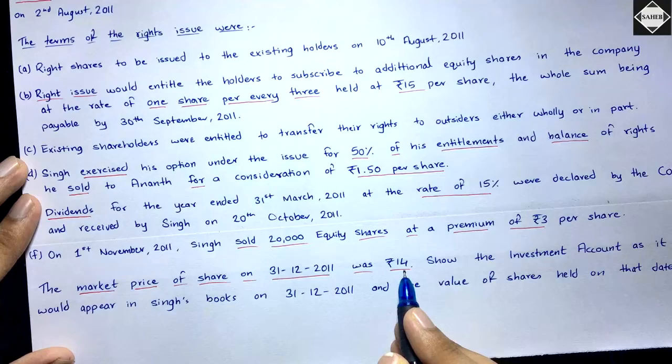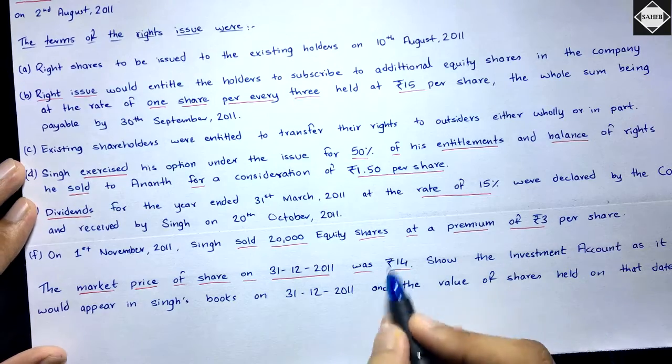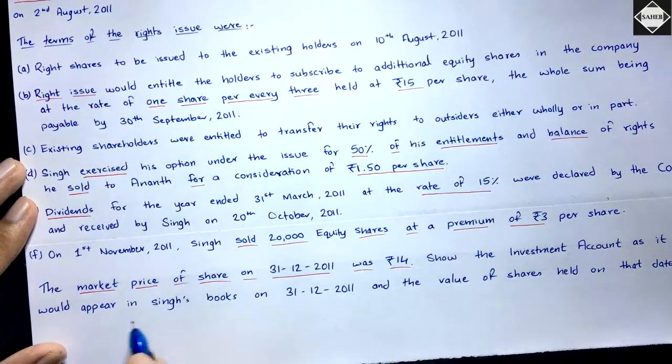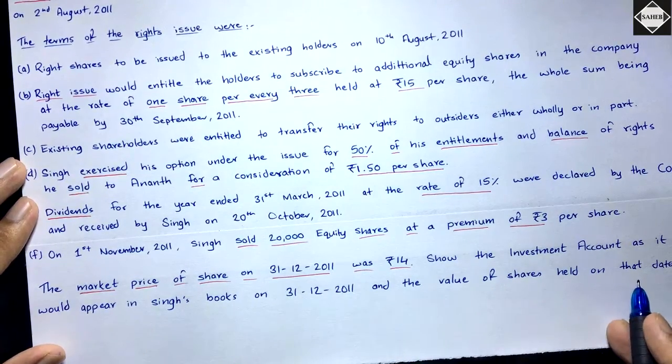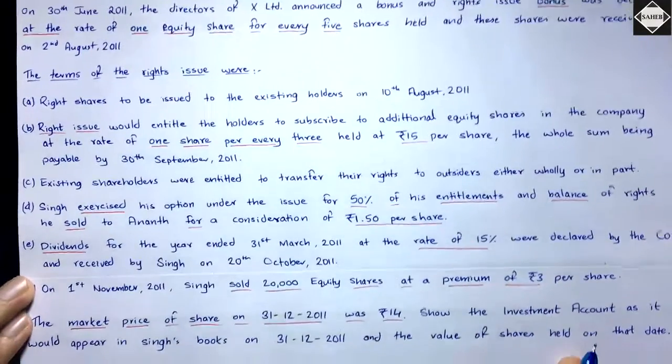Now at last we have to do a WACC calculation. We have to see what the cost is, what the WACC price is, and compare it with those two, and whichever is lower you will use for the valuation. Show the investment account as it would appear in Singh's books on 31st 12 2011 and the value of shares held on that date. Fine, let's do that. Let's solve this problem and prepare the investment account.